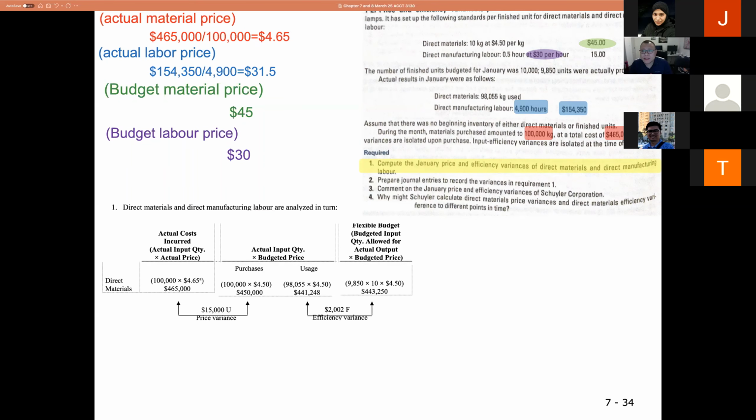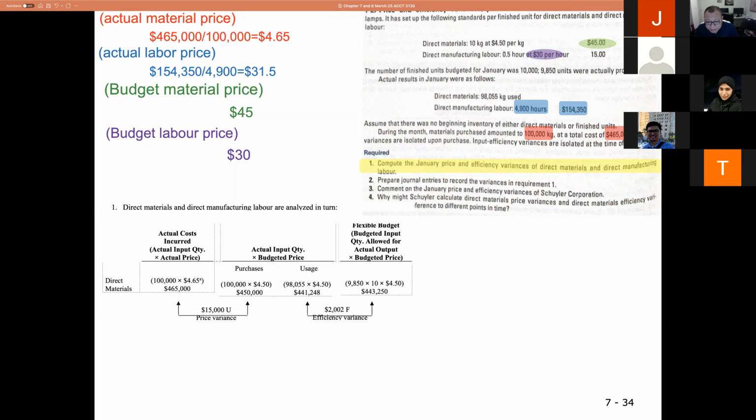This is the, let me see the question. The next question is comment on the January price efficiency variance, right? Your comment would be price, they are paying a little bit more, and the efficiency, they are doing a better job in terms of using the materials. So they have an efficiency variance. Sorry, maybe I didn't get your question.